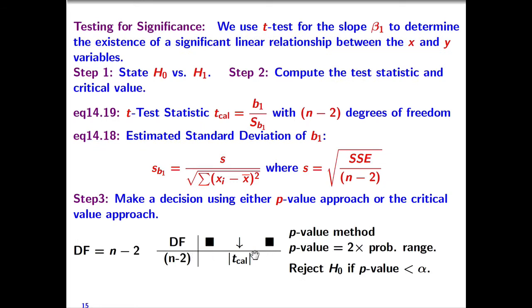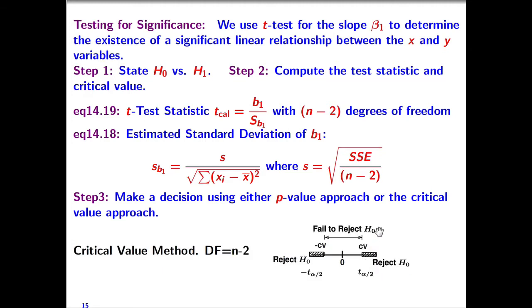Now, by using the p-value approach, keep in mind we have a two-tailed test, and also in the t-table, we do not have all the values for the probability, so we need to find the probability range. In this case, the p-value is equal to 2 times the probability range, and you will use the t-table with degrees of freedom of n minus 2 to find it. And we reject H0 if the p-value is less than or equal to alpha.